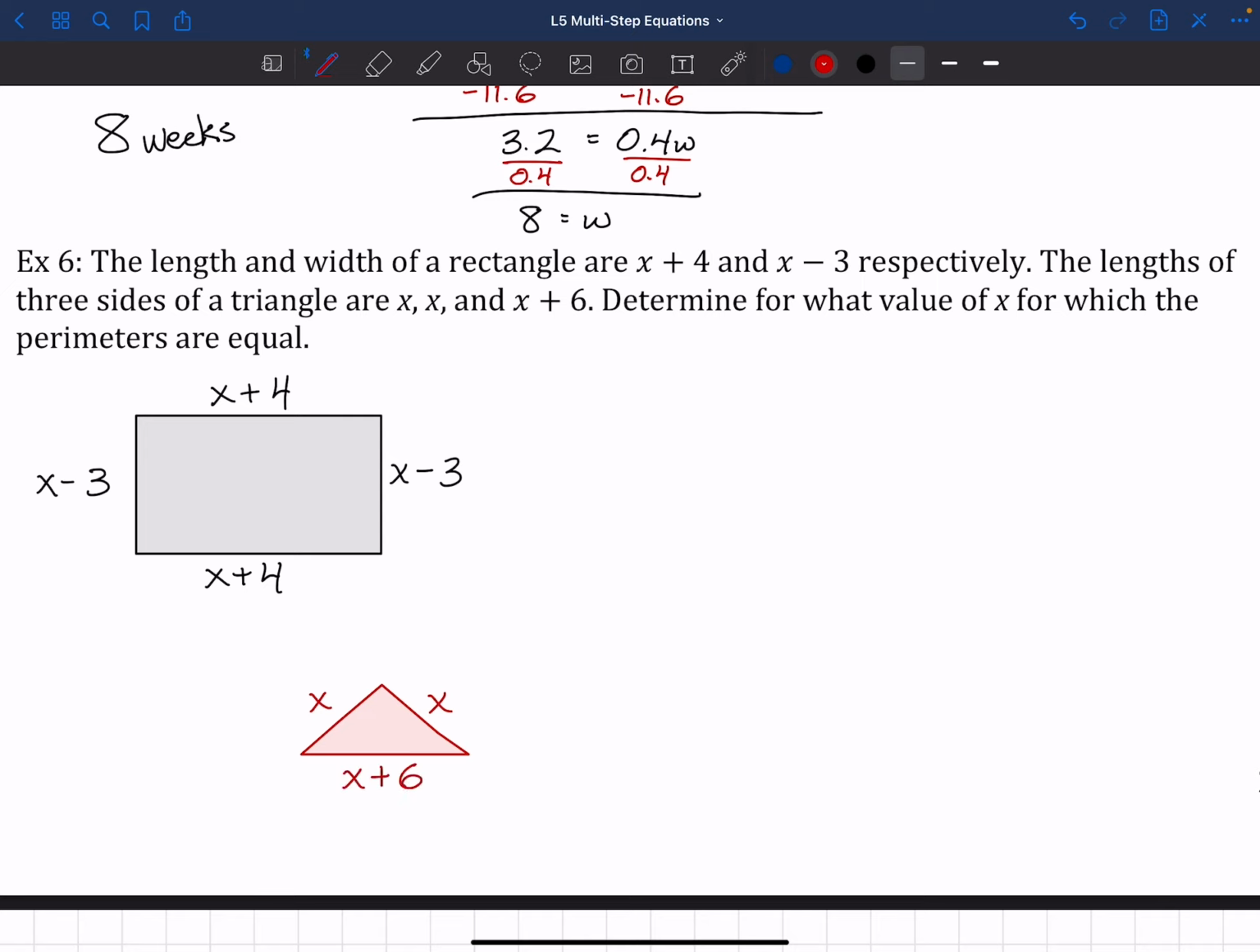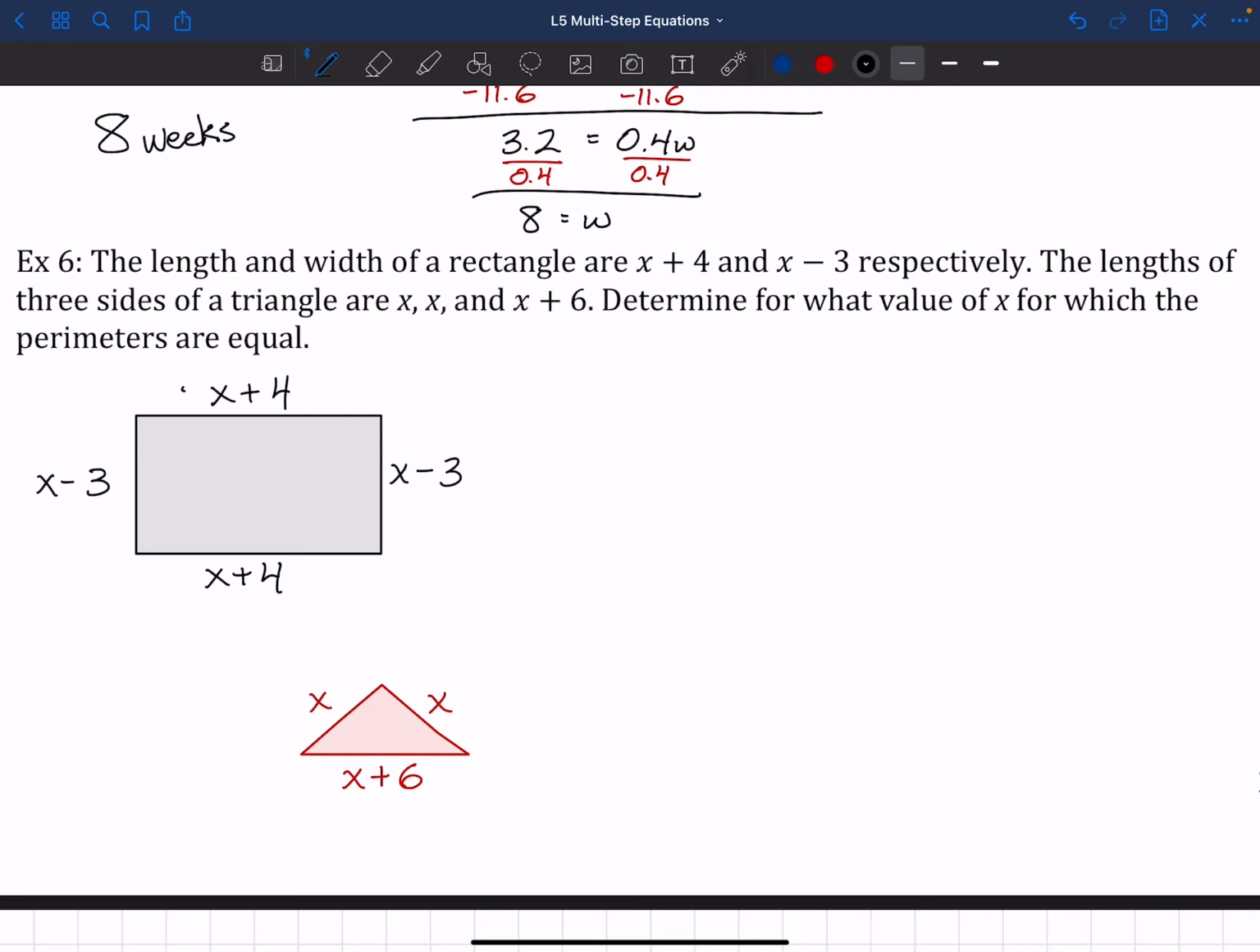All right, so what we're trying to figure out here is what value of x will make the perimeters the same. If you don't remember, perimeter is just what happens when you add up all the sides of a shape. You're trying to figure out how far it is to go around the shape. So let's worry about the rectangle first and figure out the perimeter of the rectangle.